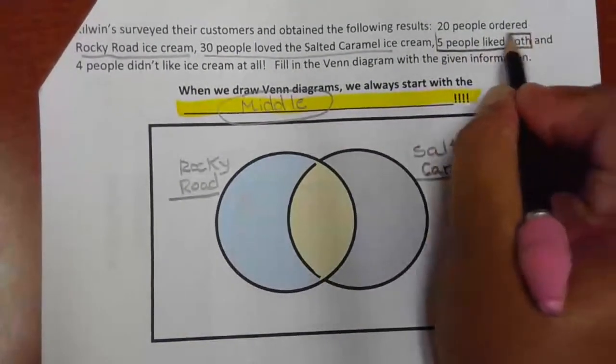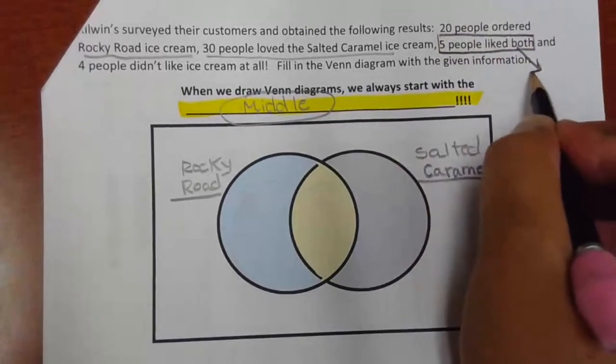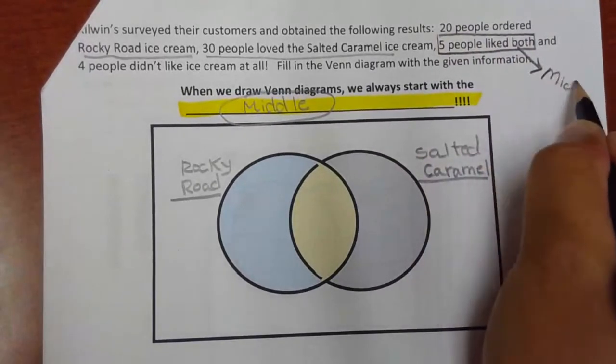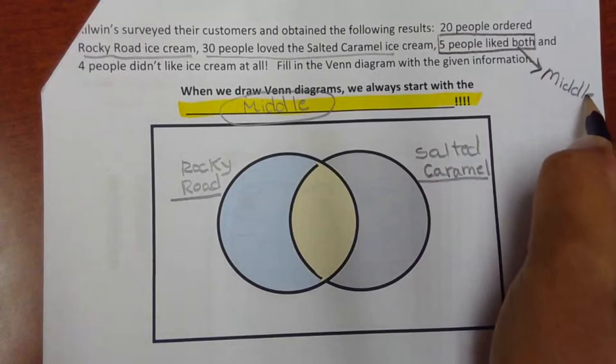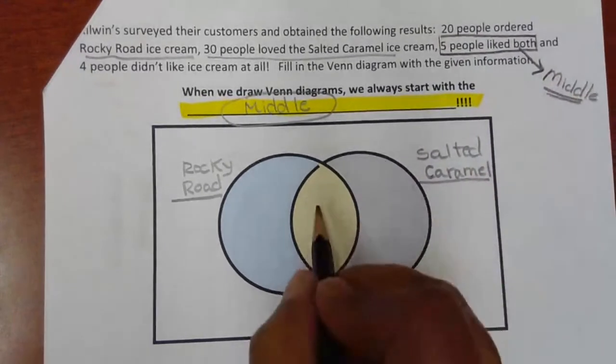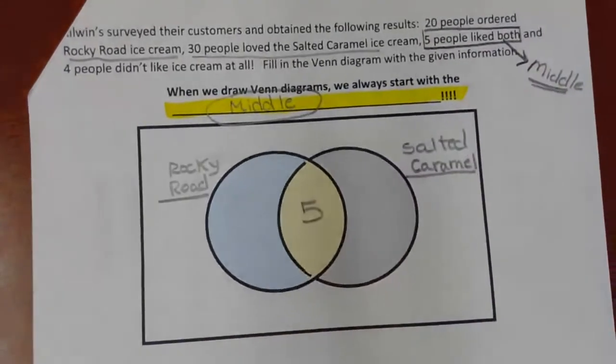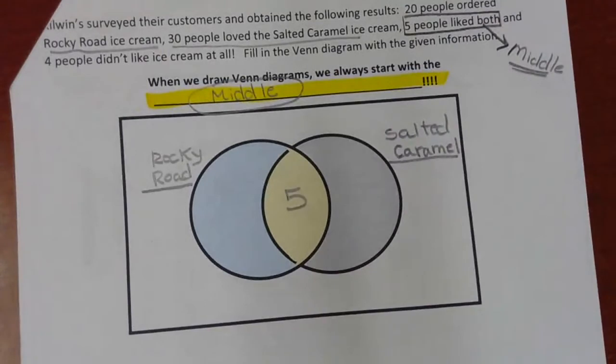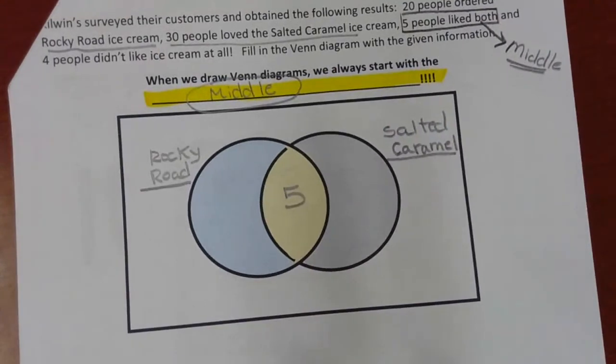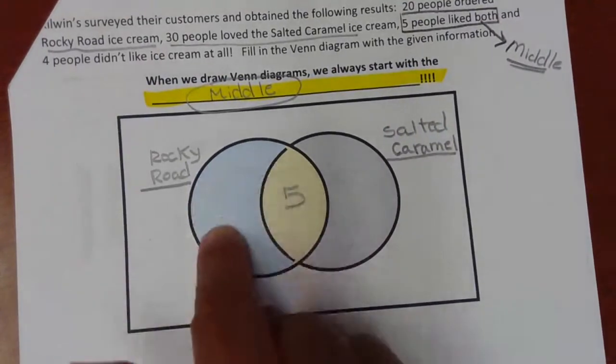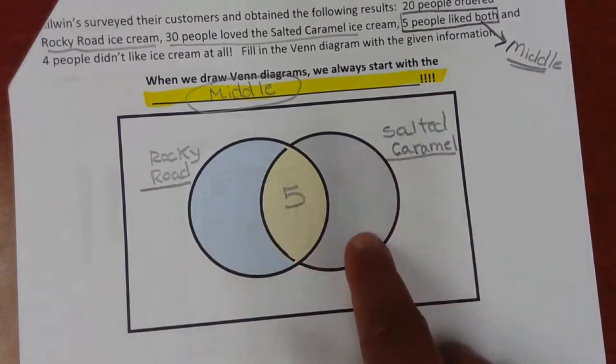5 people like both. Look for the word both, or what the common elements are. They'll usually use the word both. So there's 5 right in here, and those 5 people like Rocky Road and they like salted caramel. But this 5 impacts what you're going to put right in here, and it also impacts this.